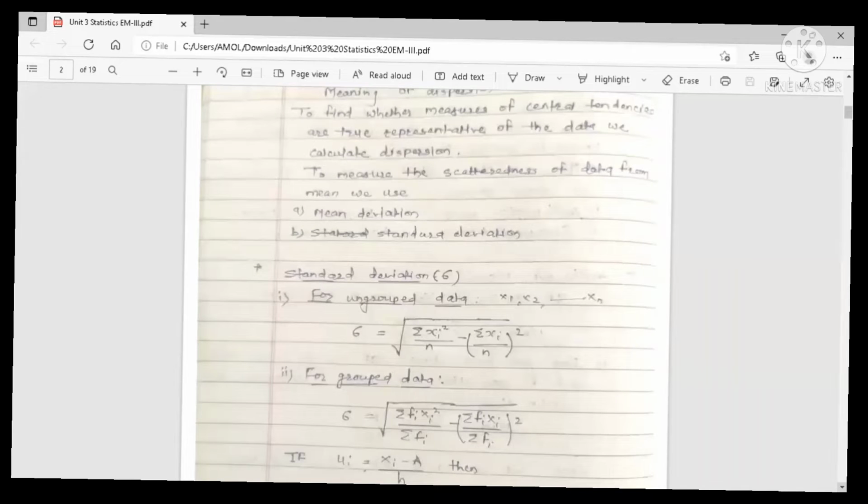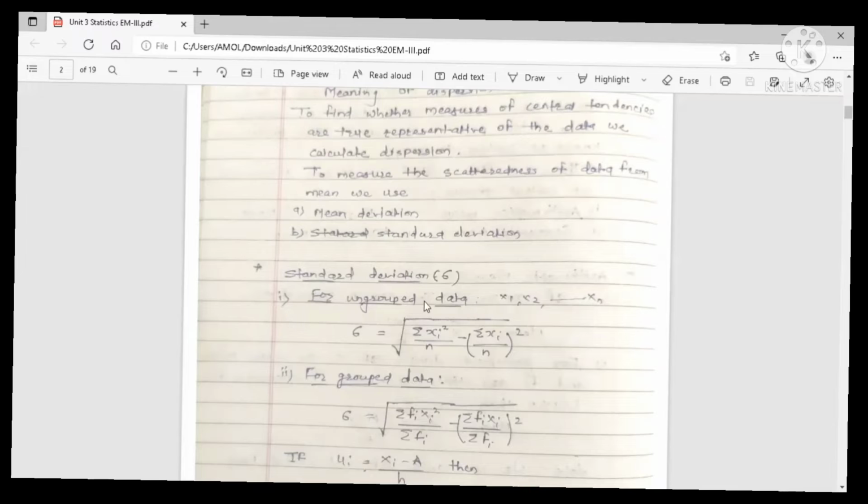Meaning we are going to check whether the average calculated for the given n observations is a good average, or a bad average, or the best average. We are going to conclude about the average which we have found for the n observations.